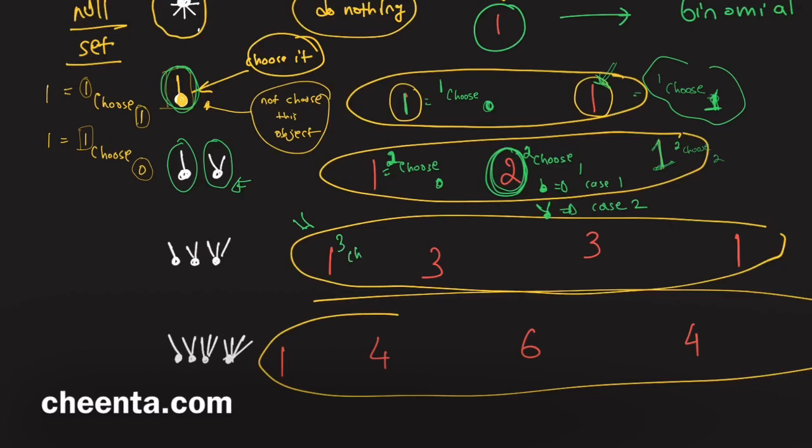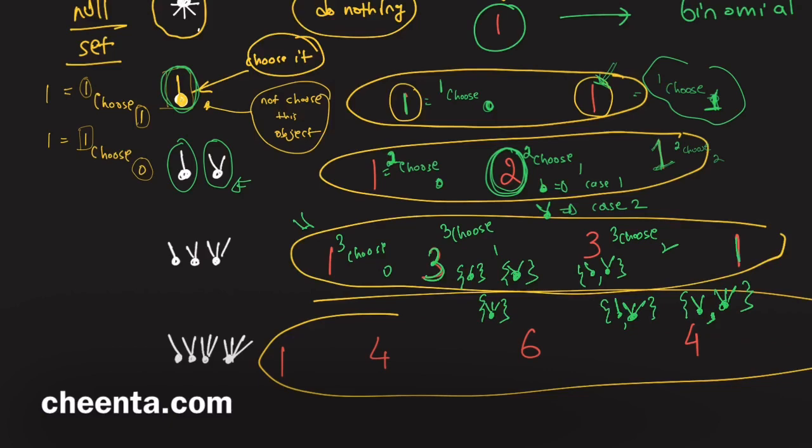This is 3 choose 0, the do nothing case. 3 choose 1. Well, choosing one object, you can either choose the first one, or you could choose the second one, or you could choose the third one. There are three ways of doing 3 choose 1, so that's why the number is 3. This is 3 choose 2. So you could select the first two, or you could select first and the last one, or you could select second and the last one.